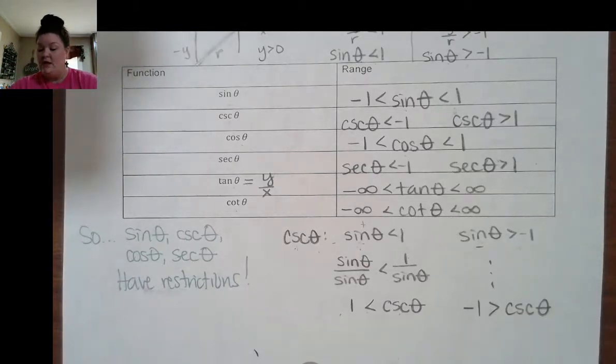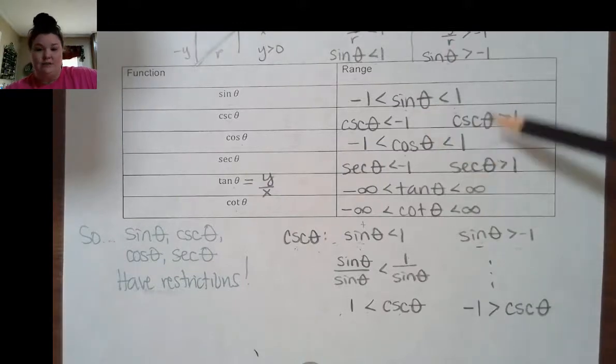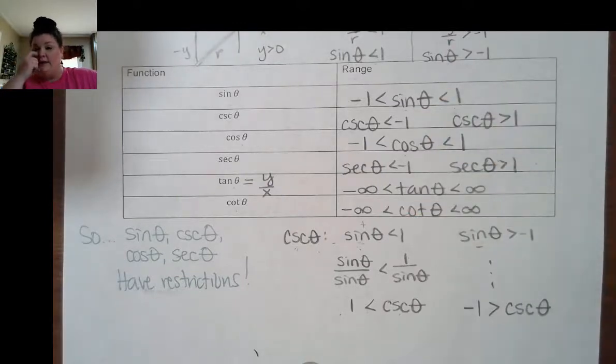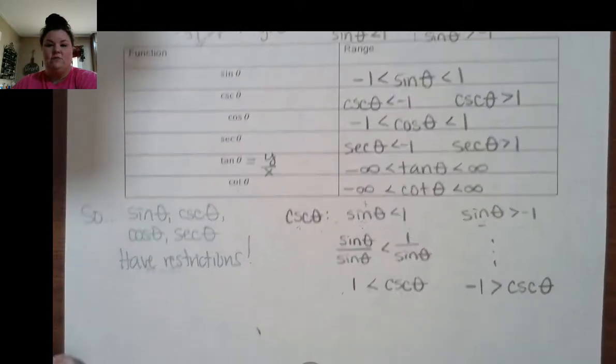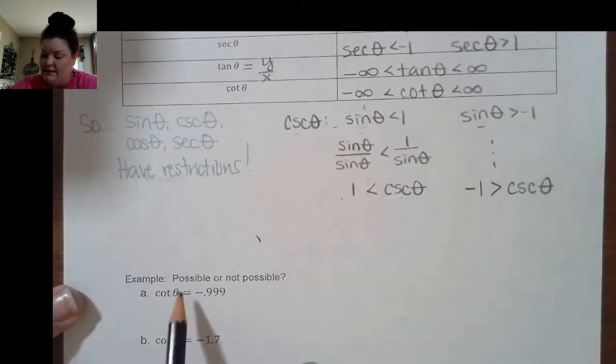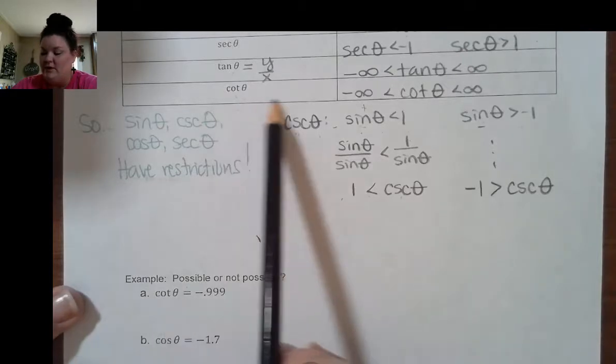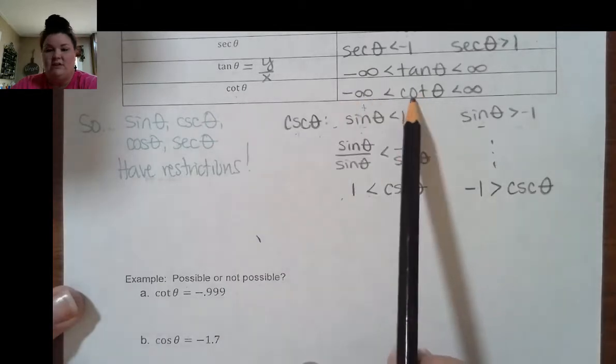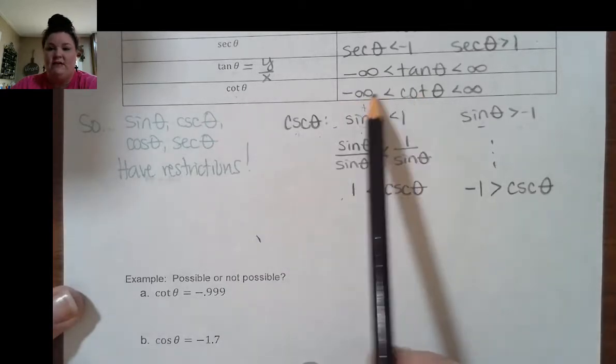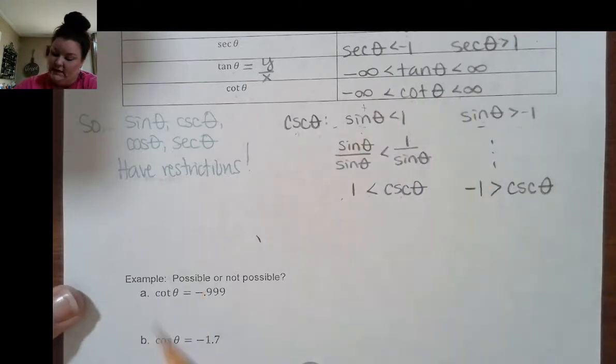Okay? So now that we know what kind of possible outputs these functions can have, now we can answer problems that ask us if these trig function values are reasonable. Okay? So for instance, looking at this one at the bottom of the page, it says, are these possible or not possible? So part A says cotangent theta is equal to negative 0.999. Okay? Well, if I look up here at my cotangent theta, it says cotangent theta takes on all values from negative infinity to positive infinity. So yes, this one is possible.